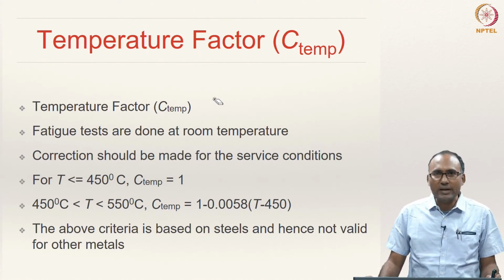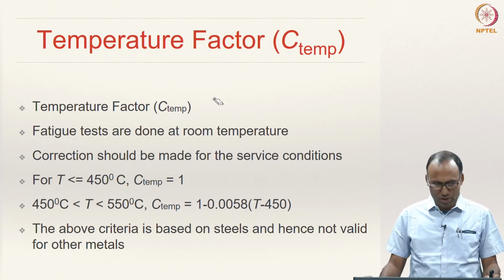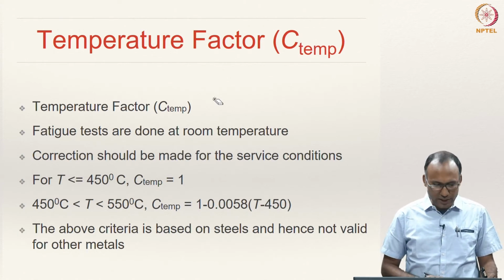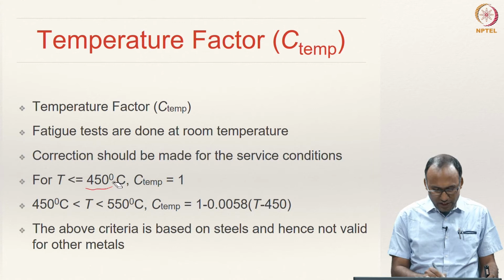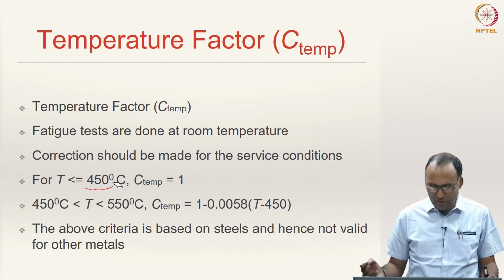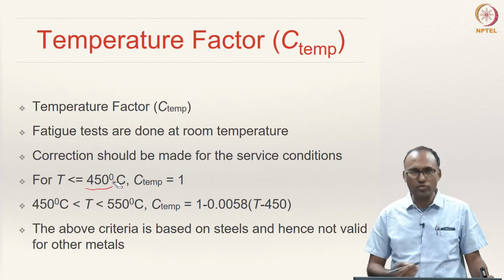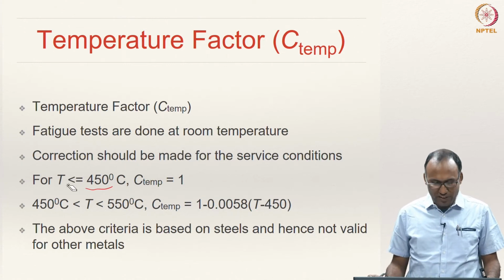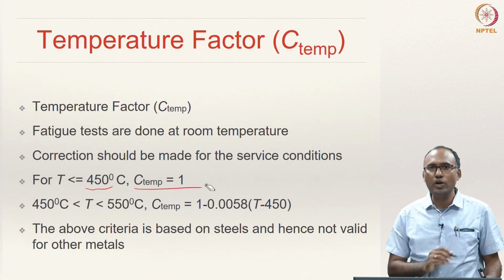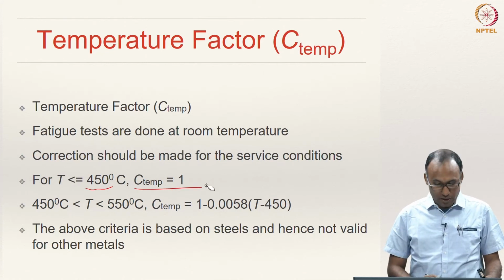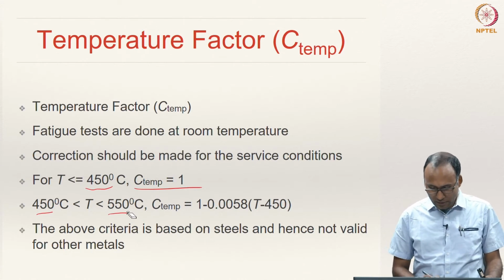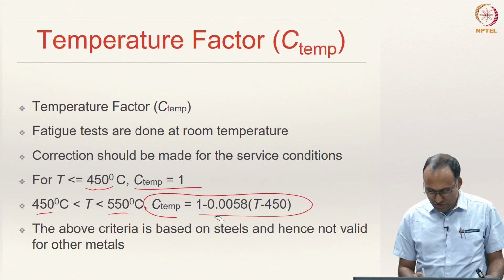Usually the rotating beam bending tests are done at room temperature, and hence correction should be made for service conditions. If the component is working below 450 degrees Celsius, this is typically for steels, but for other materials also similar expressions should be available. So, for T less than or equal to 450 degrees Celsius, your C temp need not be changed, it will be 1. If it is between 450 and 550, then you need to use C temp to be this.